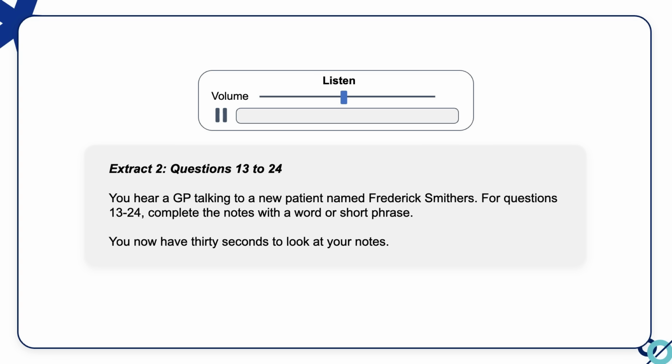Extract 2, questions 13 to 24. You hear a GP talking to a new patient named Frederick Smithers. For questions 13 to 24, complete the notes with a word or short phrase. You now have 30 seconds to look at your notes.